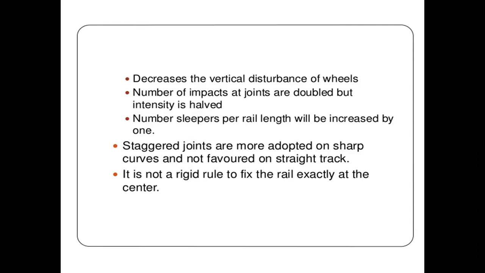The number of sleepers per rail length will be increased by one, because the joints are not opposite to each other; they are parallel but at the center of the opposite track. So another sleeper will be added. Only one sleeper has been increased at the joint. For the square joint, there is no increase in sleepers, because the joints are in a symmetric pattern in the straight path, opposite to each other.